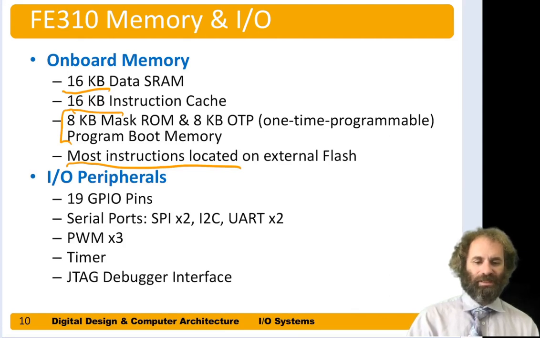The processor has a bunch of I/O peripherals. It has 19 pins available for general purpose I/O that can be driven high or low. It has several serial ports, 2 serial peripheral interfaces accessible to the user, plus a third one for communicating with the external flash, an I2C, and 2 UART serial ports. It has 3 blocks for generating pulse width modulated outputs, a timer, and a debug interface over JTAG.